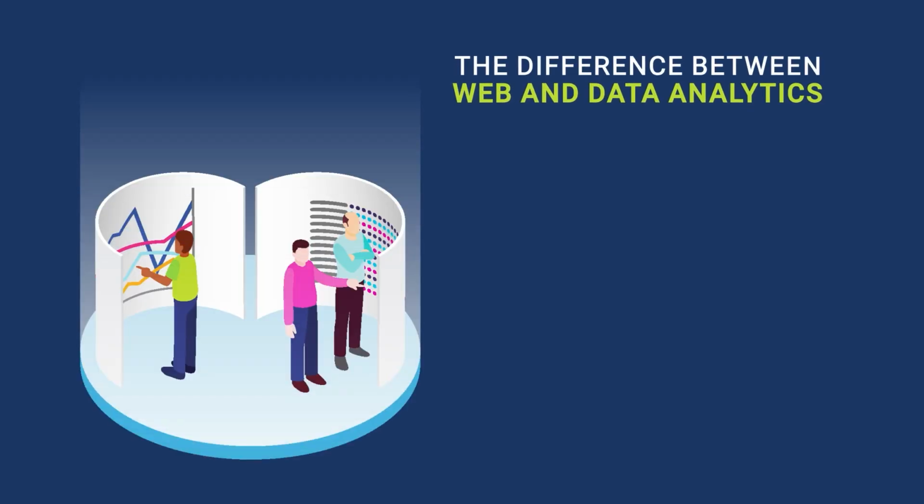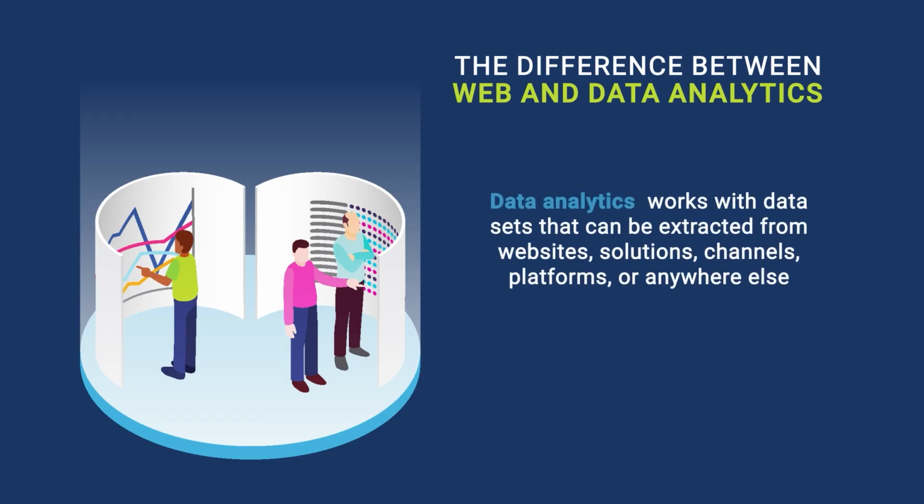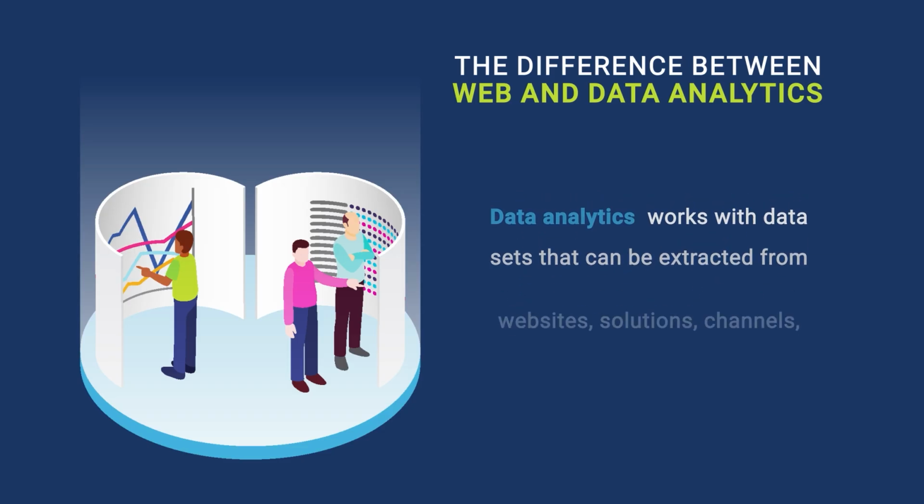From those logs, it has captured information about the user, the identification of the user, and shows the advertisement. Now, what is the difference between web analytics and data analytics? Web analytics focuses on understanding the websites, whereas data analytics works with data sets that can be extracted from websites, solutions, channels, platforms, or anywhere else. So data analytics basically deals with data sets, and web analytics focuses on websites.